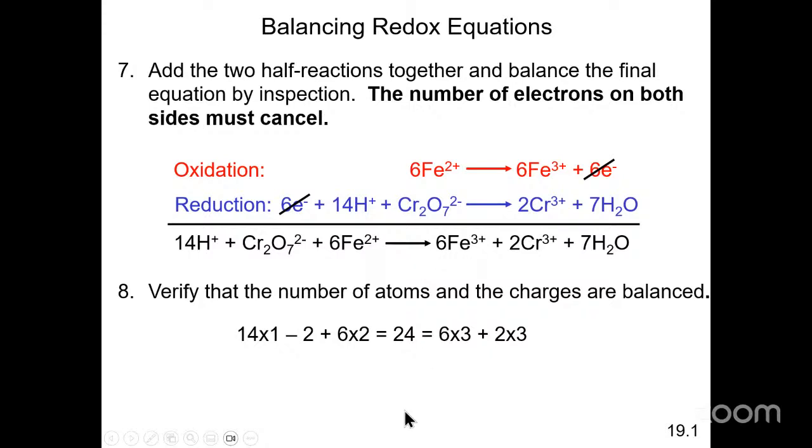And then in terms of the charges, we have 14 plus charges, minus 2, plus 6 times 2, 12. So when we do that, you're going to end up with 24. And then on the right side, you have 6 times 3, 18. 18 plus 6, that's 24. And therefore, the charges are also balanced. So therefore, we are confident that this would be the correct answer. All right? This would be the balanced equation. Okay, any questions about this?